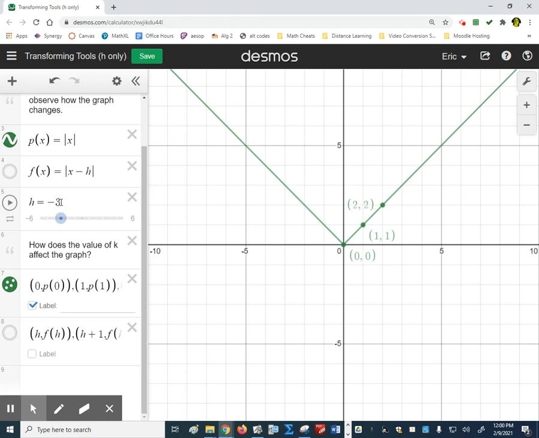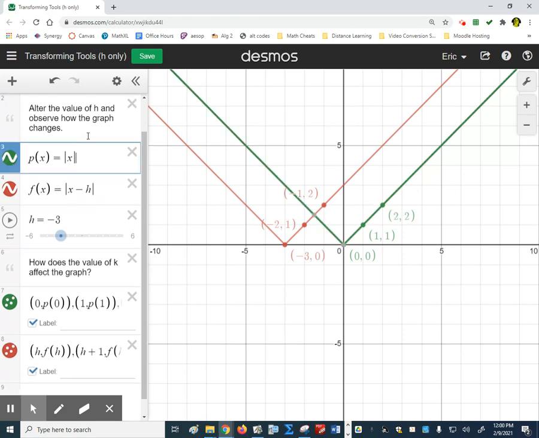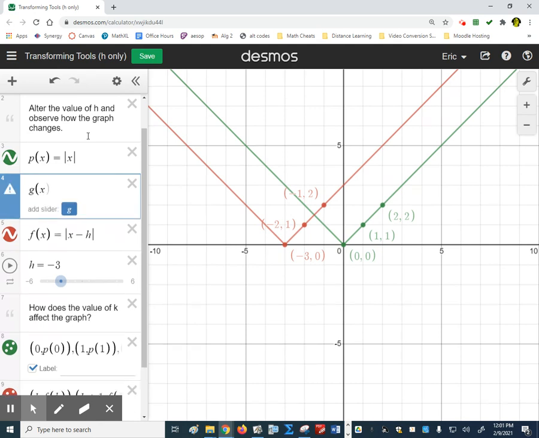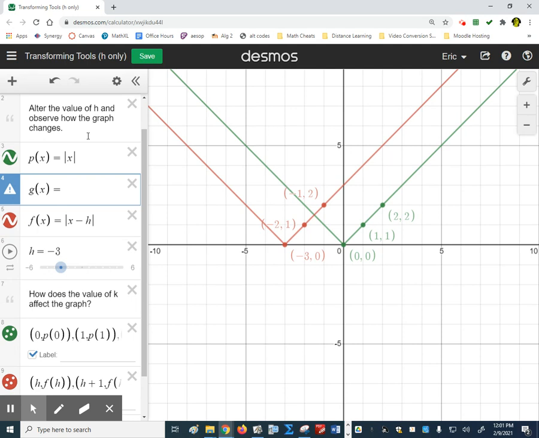When h was positive 4, when I subtracted a positive 4, it went to the right by 4. What if I'm subtracting a negative 3? Okay, I'm getting some guesses. Maybe it goes to the left. Let's try it. It does. Look at that. Okay, now keep in mind, I'm going to make another graph here on top of this so you can see this, right? I'm subtracting negative 3. So that'd be like saying, let's call it g of x, equals the absolute value of x minus negative 3, which is x plus 3. Look at that, right?